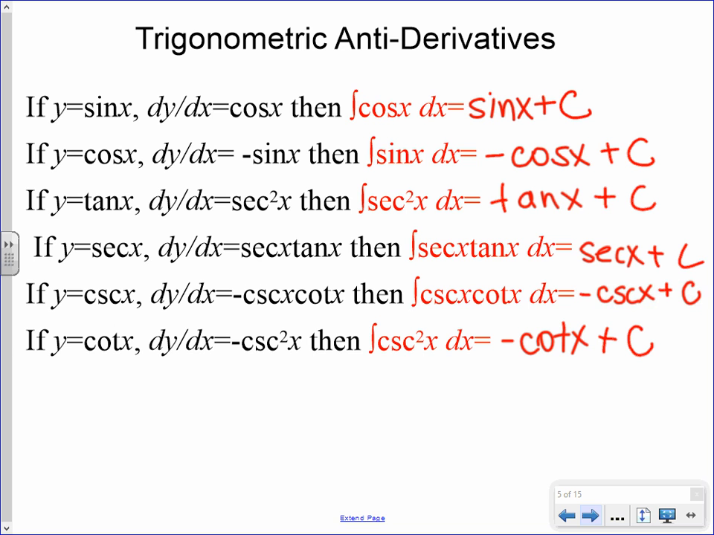Alright, we're going to practice some of these basic ones, and then I'll show you an example of a problem where we could have to rewrite something.